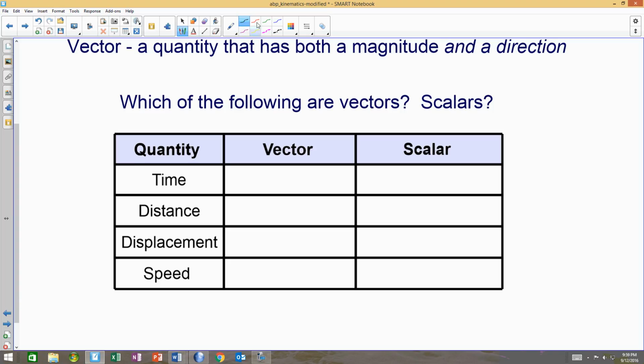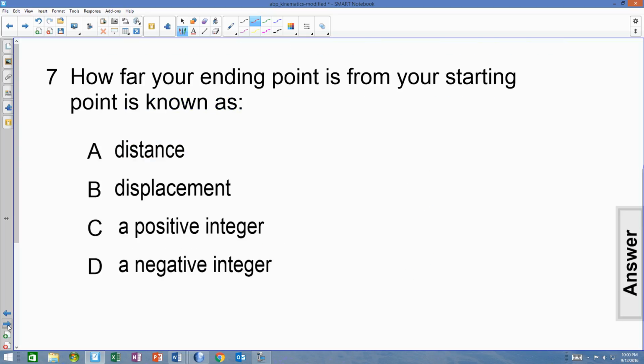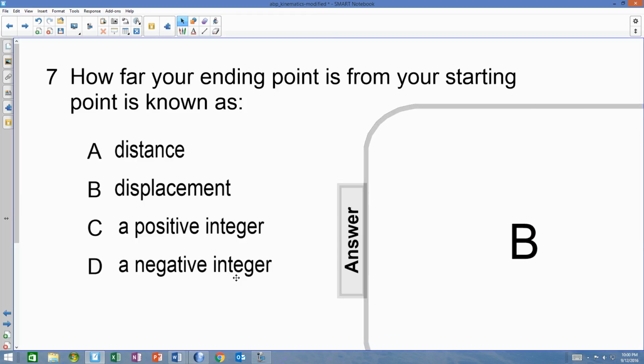Okay, so let's go ahead and mark it off. Time is a scalar quantity. Distance is scalar. Displacement is a vector quantity. And speed is a scalar quantity. How far your ending point is from your starting point is known as... Okay, let's see if you have the right answer. B, the displacement.